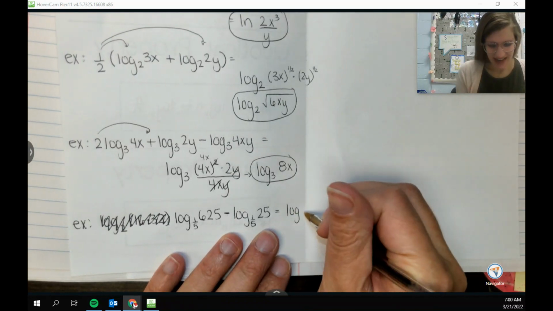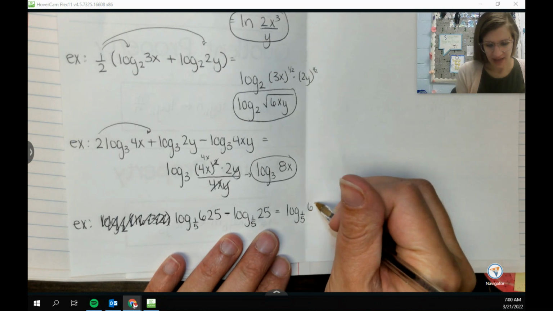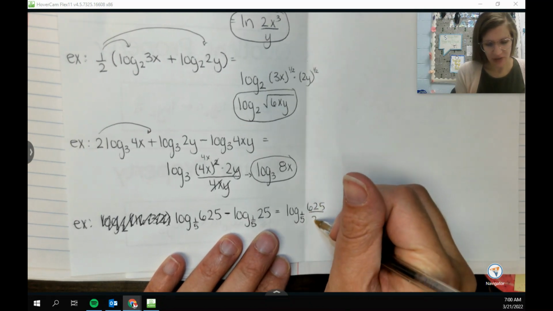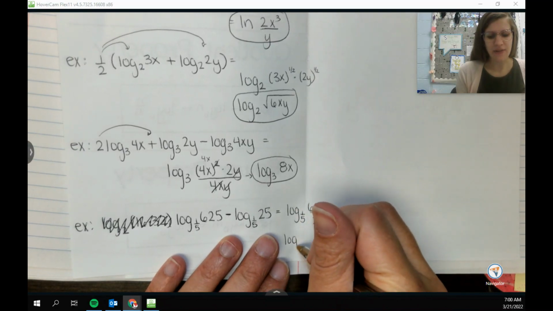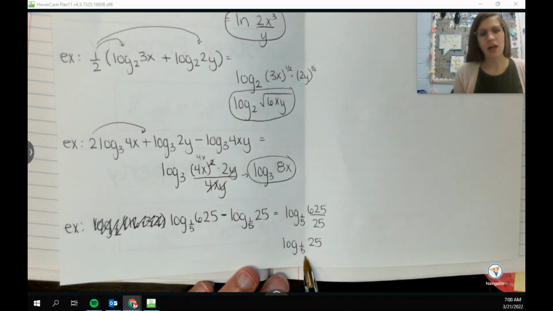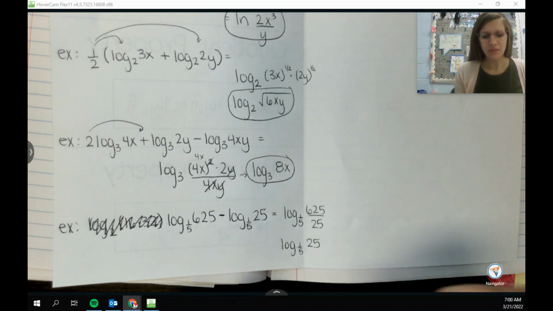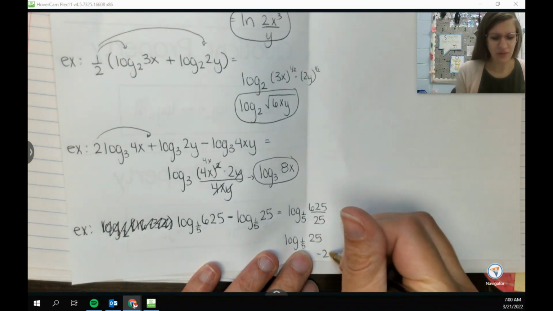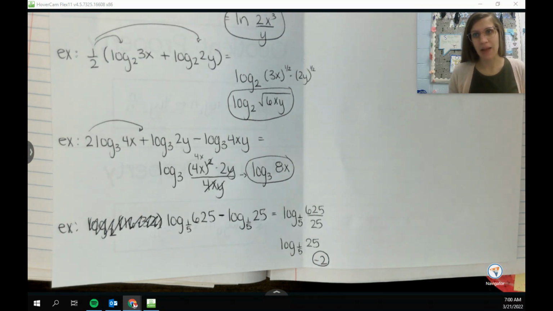I can instead divide. So I can rewrite this as log base 1/5 of 625 divided by 25. That will make things a little bit easier because 625 divided by 25 is 25. And then log base 1/5 of 25 is much easier to figure out. So I'm not dealing with such a big number. This will just be -2. That's maybe why our properties can come in handy.